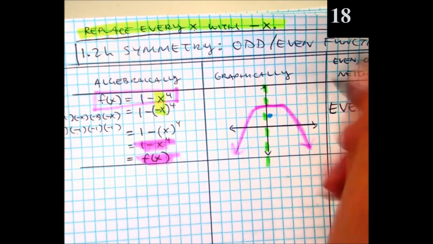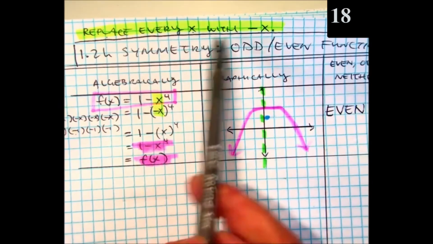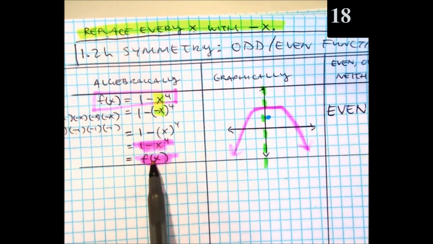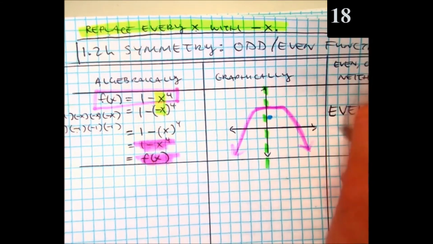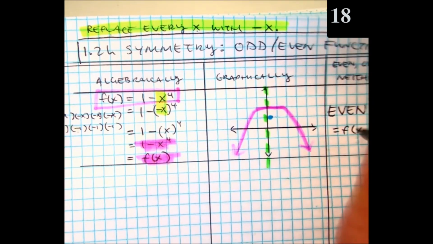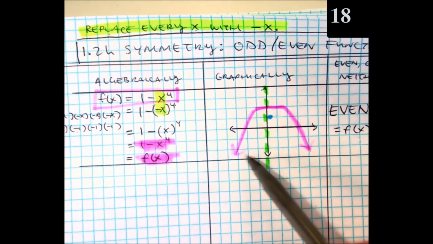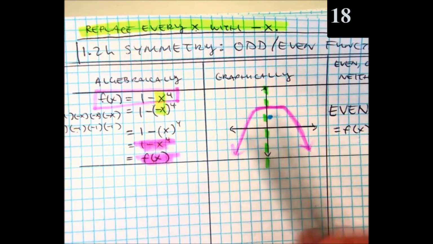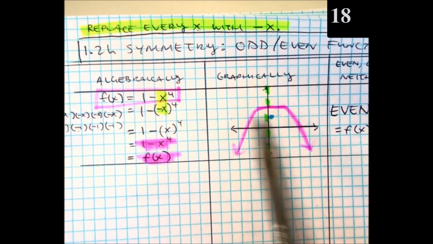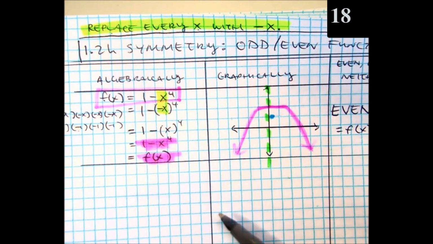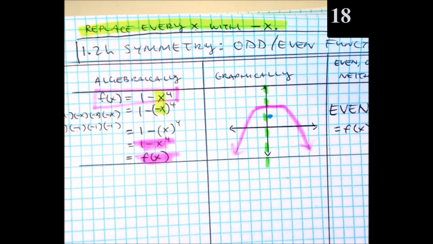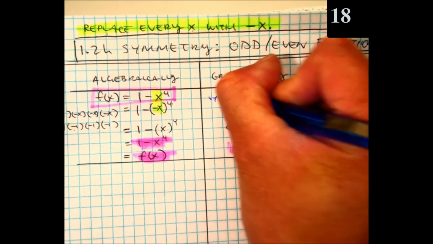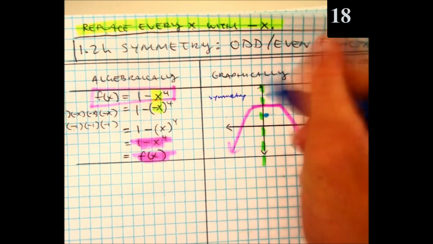What makes this even? Well, when I substitute in -x for every x value, I get the original function itself. So it's equal to f of x. Also, when I flatten out on the plateau, I can fold this. That's how I've proven it graphically. Okay? So here we can say it has symmetry to the y-axis.